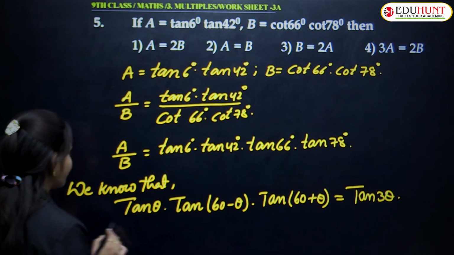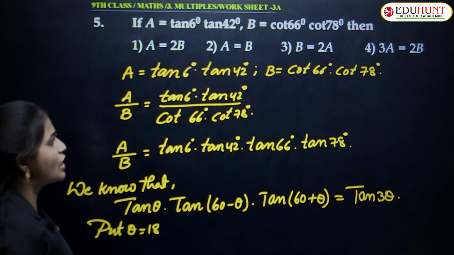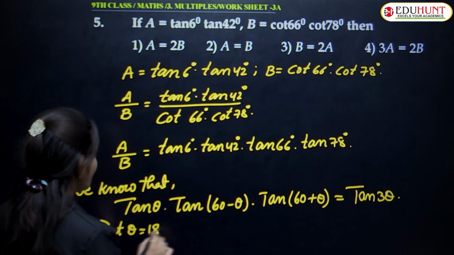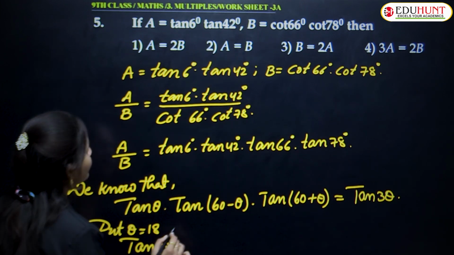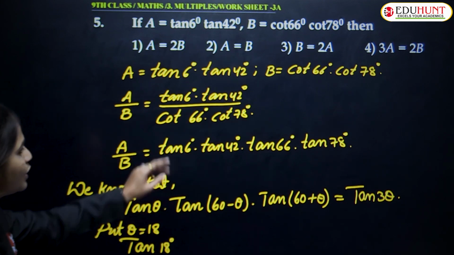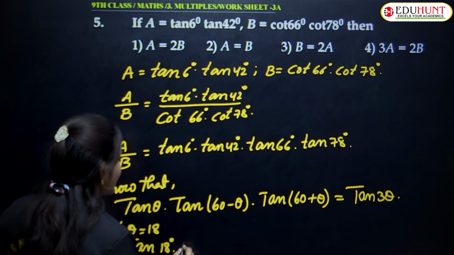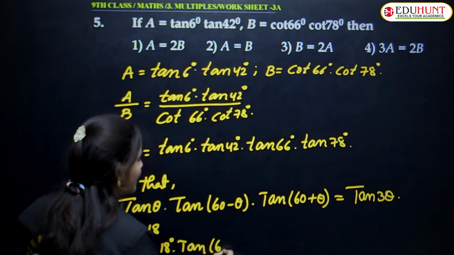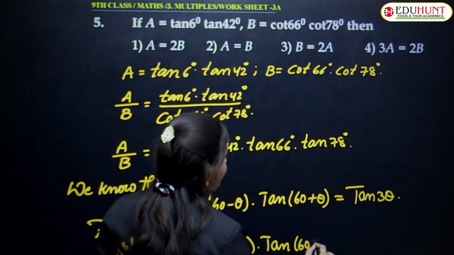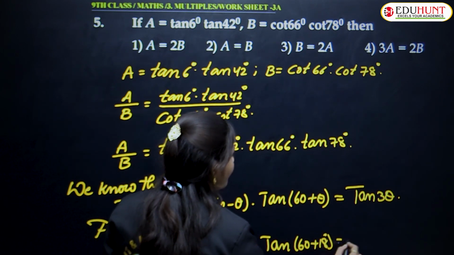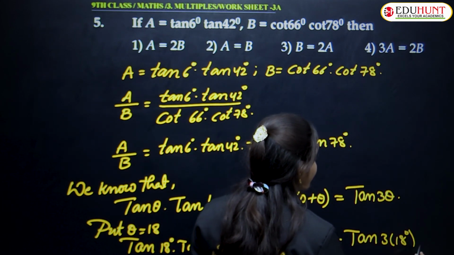So let us put theta is equal to 18 degrees. First I want to keep 18 degrees. So theta is equal to 18. Then tan 18 degrees. Why? Because madam, if you take 18 degrees here, you will get that value. I will tell you that, listen. So tan 18 degrees and tan 60 minus 18 degrees into tan 60 degrees plus 18 degrees, which is equal to tan 3 into 18 degrees.